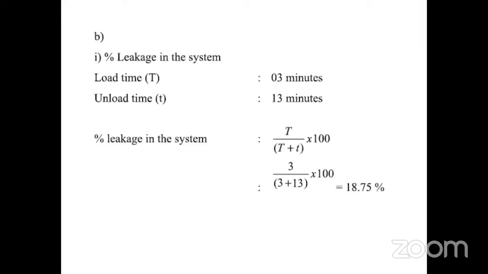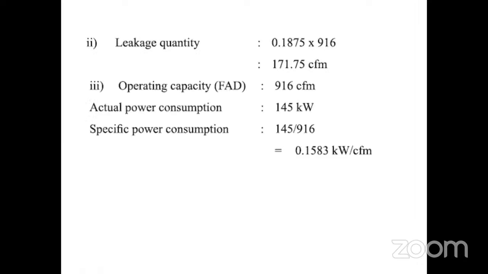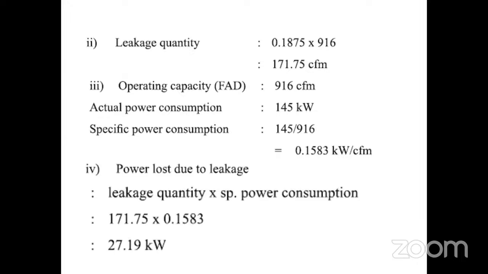Leakage in the system, we saw this formula, sir, already. 18.75% leakage. Leakage quantity is equal to, just multiply with the 916 we already found. Operating capacity is 916. Actual power consumption 145 kilowatt. Specific power consumption is equal to 0.1583 kilowatt per cubic feet per minute. Power loss due to leakage is leakage quantity into specific power consumption. This is 27.19 kilowatt.